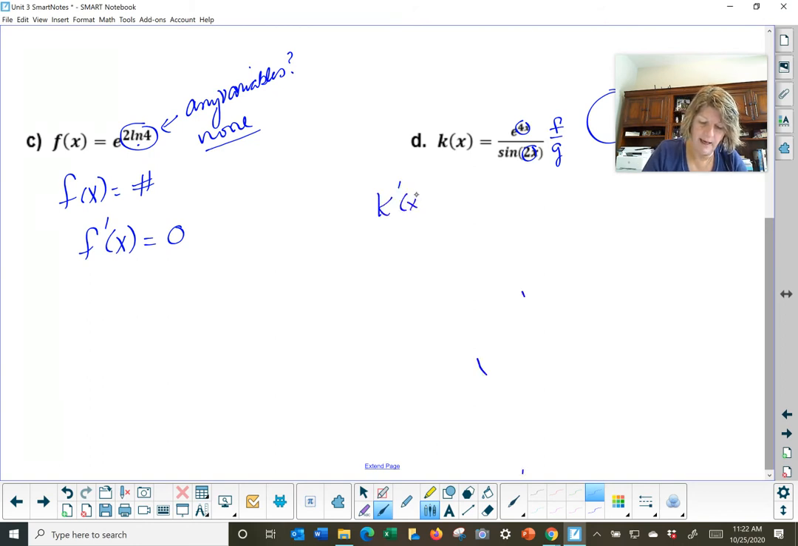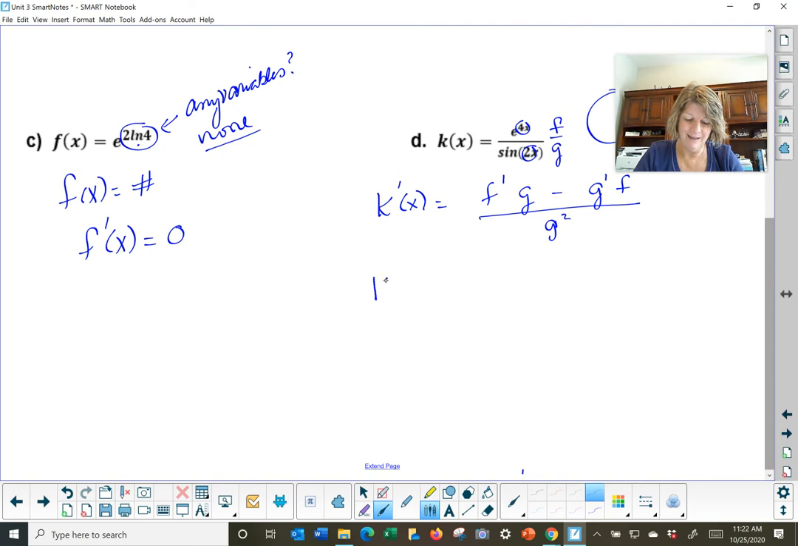K prime of x will be f prime g minus g prime f over g squared. All right, so k prime of x will be, well, the derivative of e to the 4x will be e to the 4x. The derivative of 4x is simply 4, and then we have to multiply it by the bottom, sine of 2x. You get really good being creative with your parentheses and brackets, right? To help distinguish between different things.